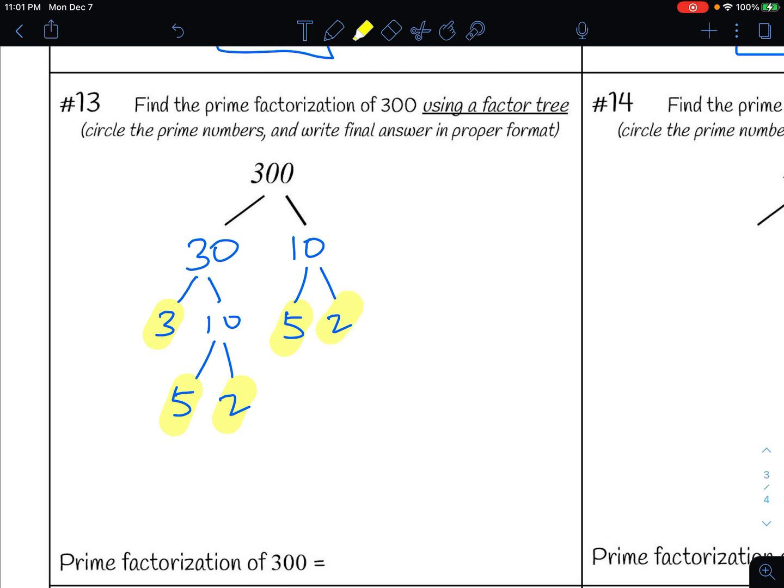So, they want us to circle the prime numbers. Well, I guess I should circle them. And remember, we don't circle the 30 or the 10 or the 10 because we broke those down. If we break a number down into two smaller numbers, we do not circle it. And finally, write the final answer in the proper format. The proper format is to use exponents and also to order the numbers from least to greatest. So I have three numbers. I have 2's. I also have a 3.